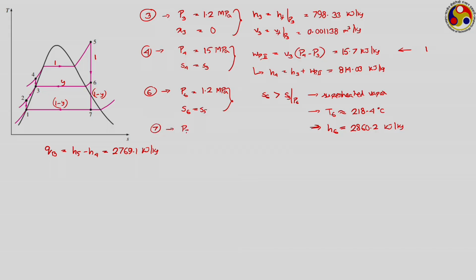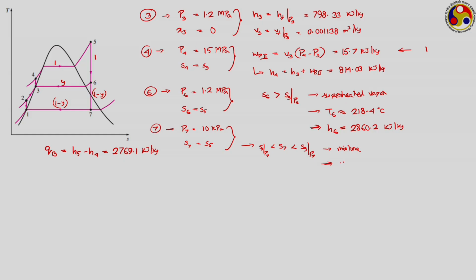State number 7, the pressure is the condenser pressure, which is 10 kilopascal, and S7 should be equal to S5 because this is isentropic expansion. If you combine this, you will find that this S7 is coming in between Sf corresponding to the condenser pressure and Sg corresponding to the condenser pressure. So, it is a mixture.